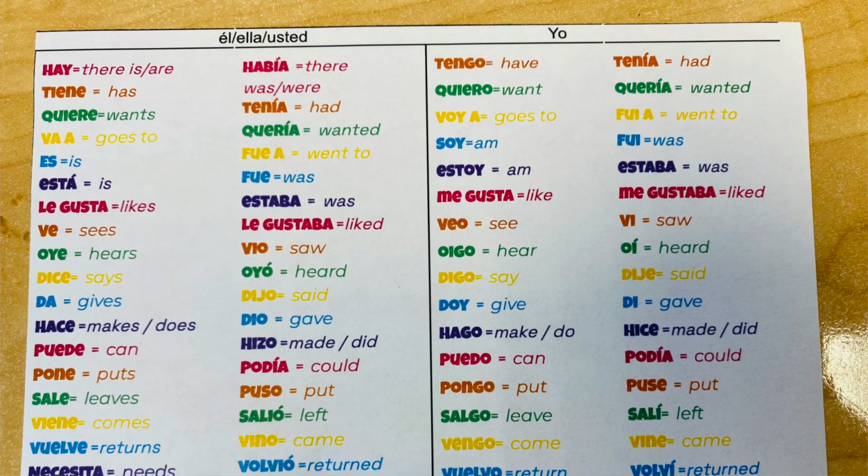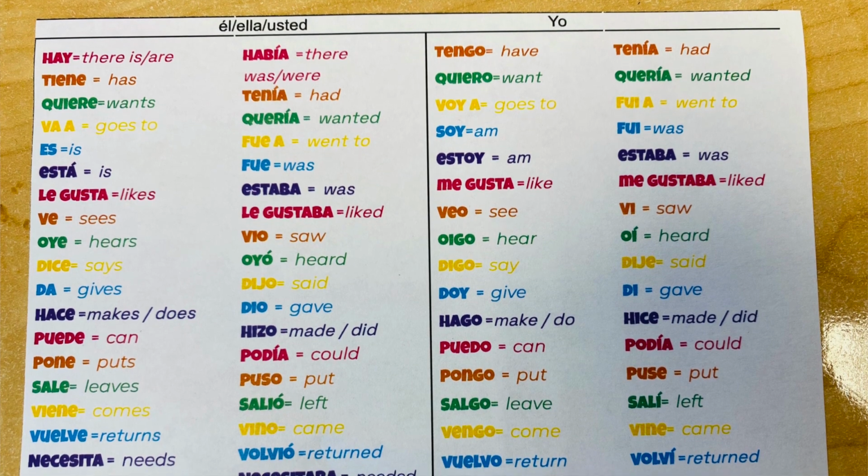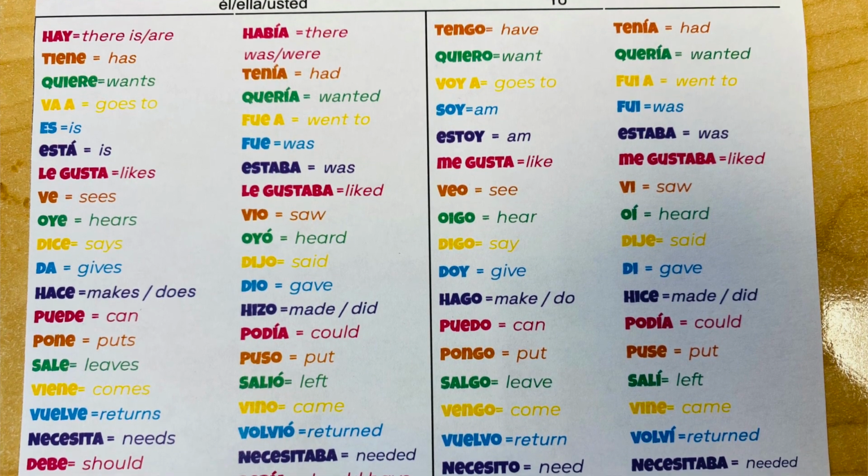Wait, what? You heard me correctly. We don't teach conjugations. We teach verbs as vocabulary words. Tengo means have, tiene means has, and tenía means had. Just another vocabulary word. Our program is centered around what we call high frequency words, or sometimes the Sweet 16.